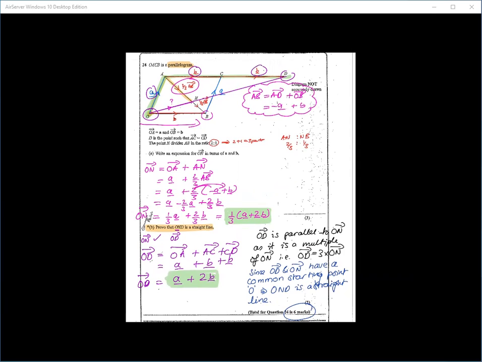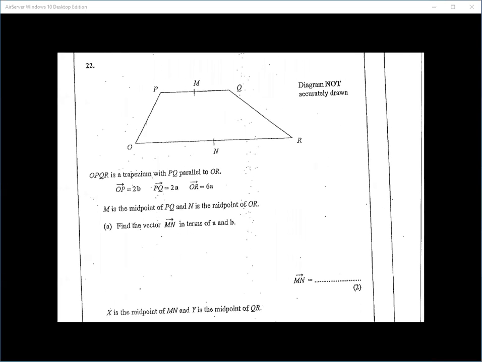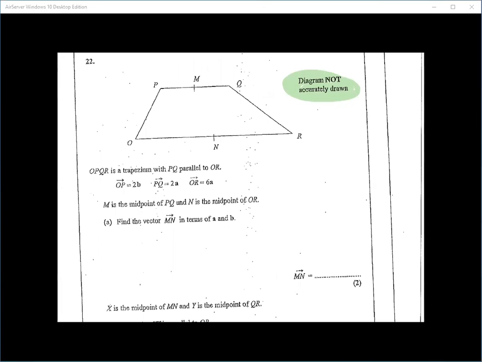Okay, let's do the next question of the video. Read question number 22, starting from here. Diagram not accurately drawn. OPQR is a trapezium with PQ parallel to OR. OP equals 2B, PQ equals 2A, OR equals 6A. M is the midpoint of PQ and N is the midpoint of OR. Find the vector MN in terms of A and B. Okay, let's go back and start to unpack the question.